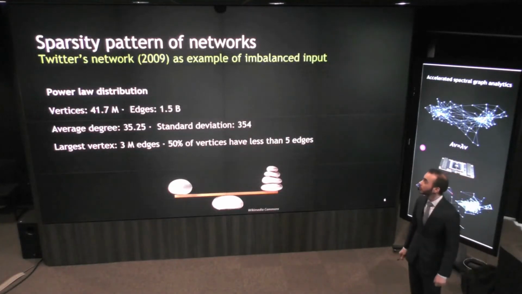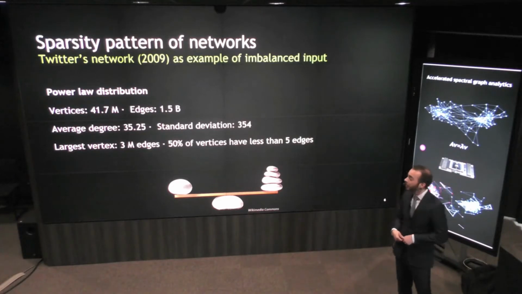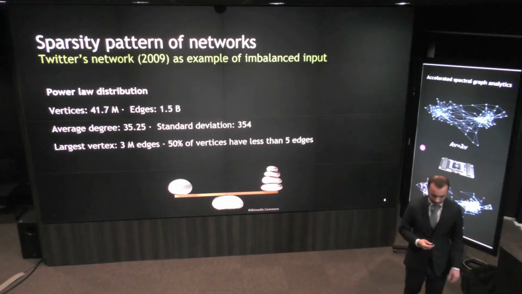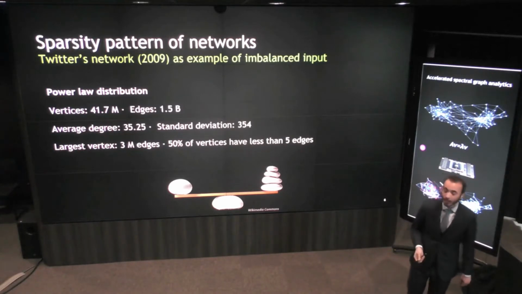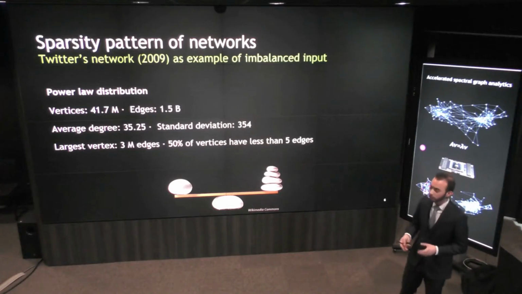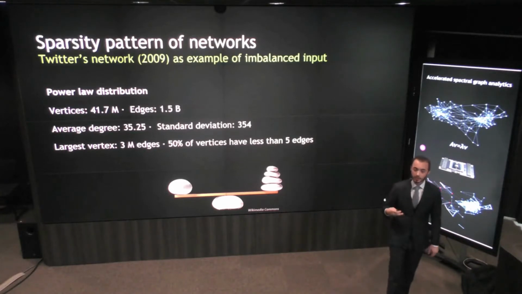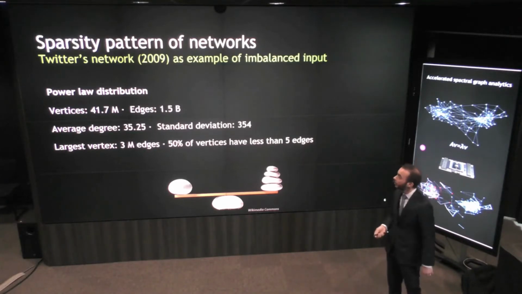So an important thing to know about networks when we represent them as sparse matrices, and what is different from other sparse matrices, is something we call power-law distribution. Actually, they have very different distributions from one vertex to another, and that will create some load balancing issues when we come to computing.